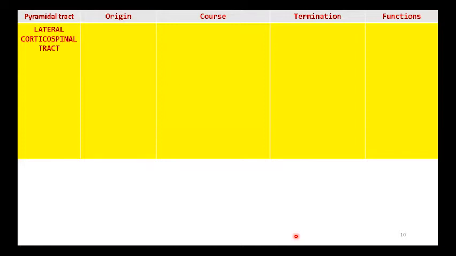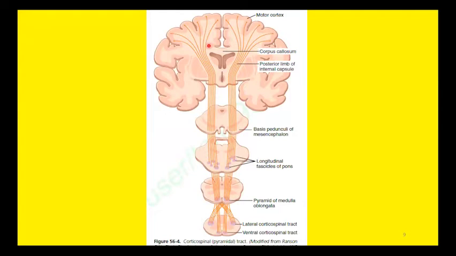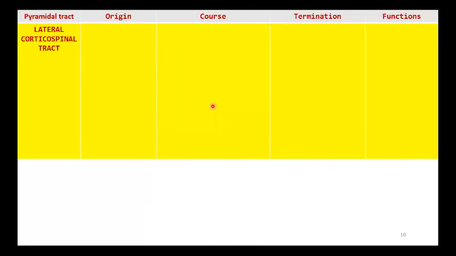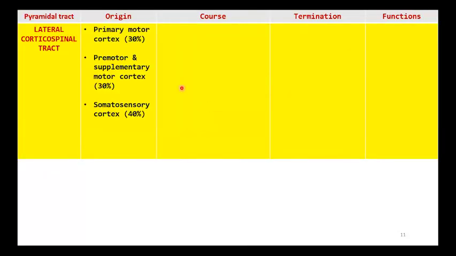The lateral corticospinal tract originates from the primary motor cortex, premotor cortex, supplementary motor cortex, and some of the fibers arise from the somatosensory cortex. So as far as the origin is concerned, 30% of the fibers originate from the primary motor cortex, 30% from area 6, and the remaining 40% from the somatosensory cortex. So this is the input for the lateral corticospinal tract: 30% from area 4, 30% from area 6, and 40% from areas 3, 1, 2.